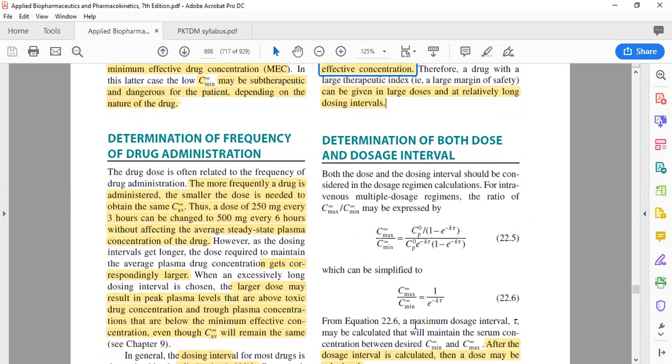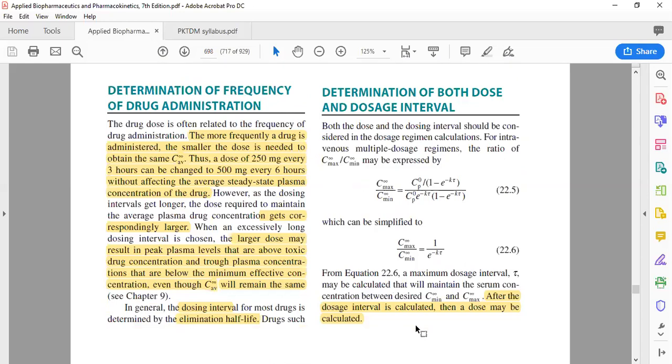Yes. Okay, so there can be instances where you have to determine both dose and dosing interval. I think you might be familiar with this formula from your last pharmaceutics. This formula involves Cmax and Cmin. Here our topic is to calculate both dose and dosing interval. Dosing interval is tau here, you know that. So we need to calculate tau, that's why we are looking at this formula.